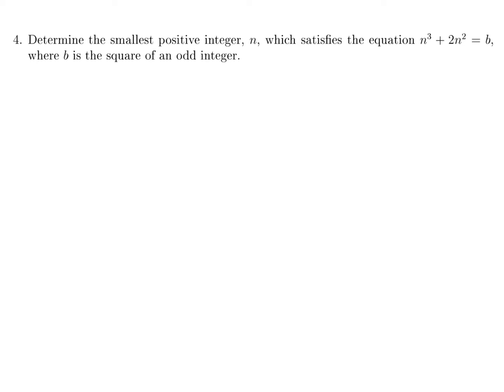Determine the smallest positive integer n which satisfies the equation n to the power of 3 plus 2n squared is equal to b, where b is the square of an odd integer. All right. So we have n to the power of 3 plus 2n squared is equal to b. And b is the square of an odd integer.